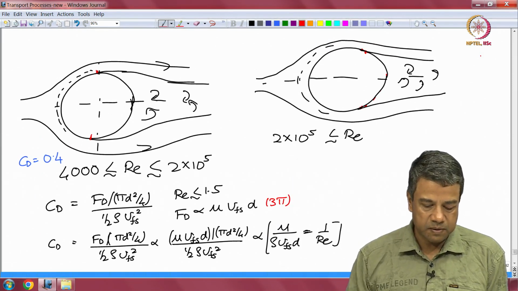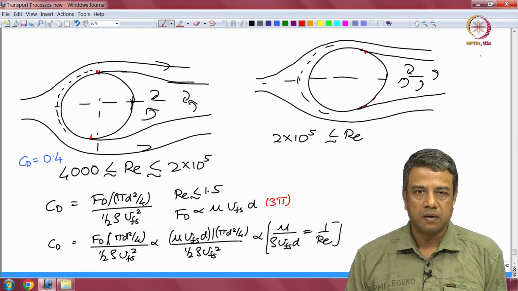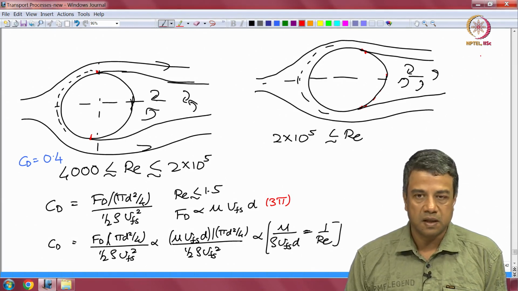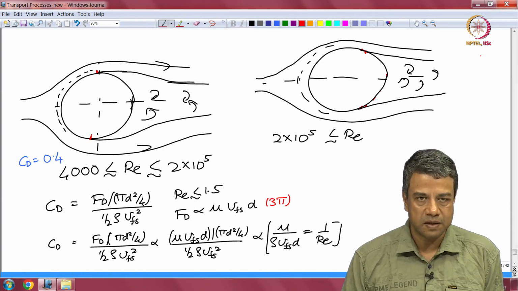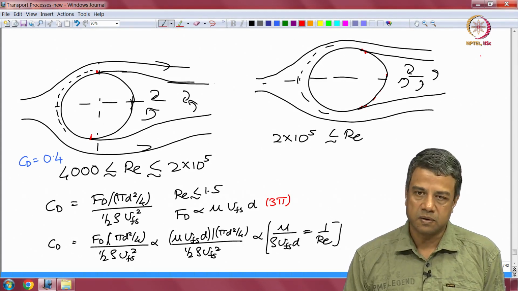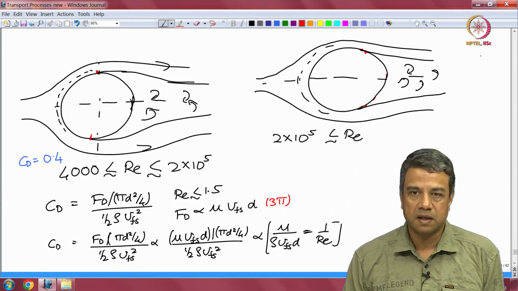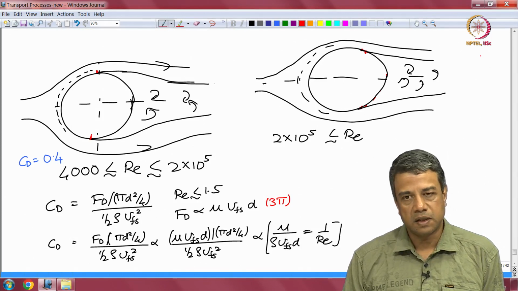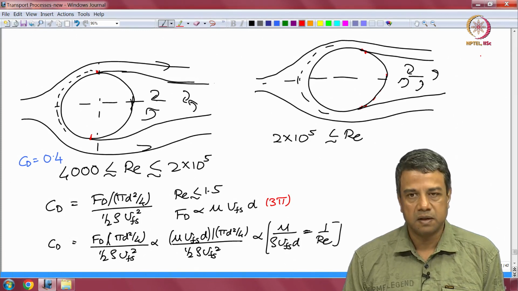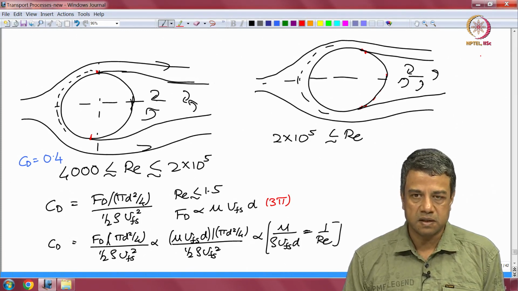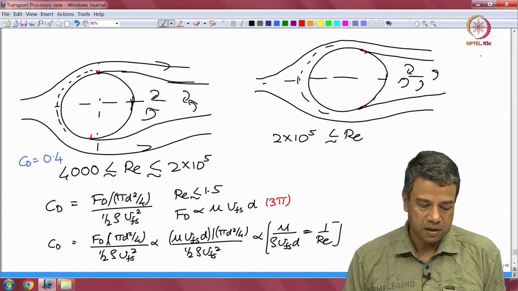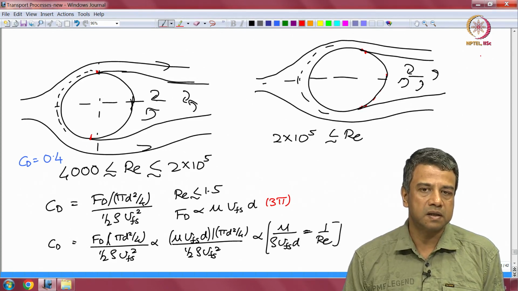When the Reynolds number is between 4000 and 2 into 10 power 5, you have turbulence in the wake. The periodic shedding gives rise to turbulence, which is chaotic velocity fluctuations in the wake region. The drag coefficient in this region is very close to 0.4. It is almost a constant, as you would expect in the high Reynolds number limit, where inertia is the only parameter. High Reynolds number, inertia is much larger than viscosity. Viscosity is not important, and therefore from dimensional analysis you will find that the drag coefficient has to be a constant.